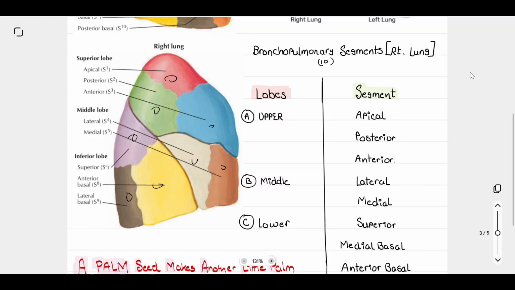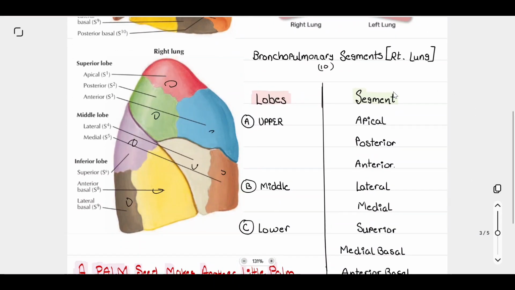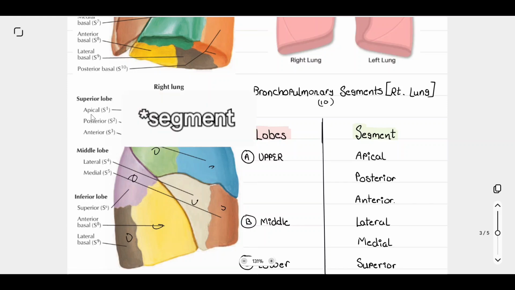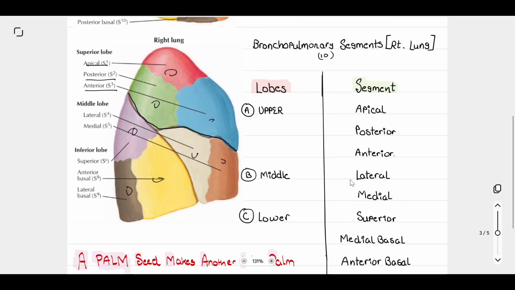In the upper lobe of the right lung, the segments are apical, posterior and anterior segments. So in the upper lobe I have this apical segment, posterior segment and anterior segment. This is our upper lobe. In the middle lobe I have lateral and medial. So this is our middle lobe, and in the middle lobe I have the lateral bronchopulmonary segment and the medial segment.